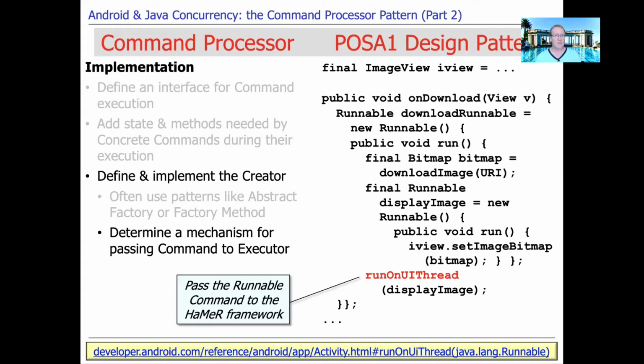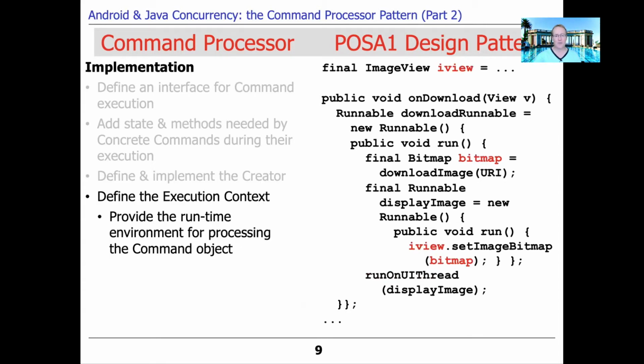Then you also have to figure out a mechanism to pass the command to the executor of the command. So thinking back to what we're doing here, we're going to have a background thread that's going to be downloading this image. And then we're going to have a way to pass that runnable command that we make, which will contain the results of downloading the image, to the user interface thread. And this is done with a very special method that's defined in Android called runOnUiThread. This is defined in the Activity class in Android, which has a lot of interesting hook methods. But in this particular case, there's a way of being able to pass a command from a background thread to the user interface thread. And that's exactly what we're going to do here.